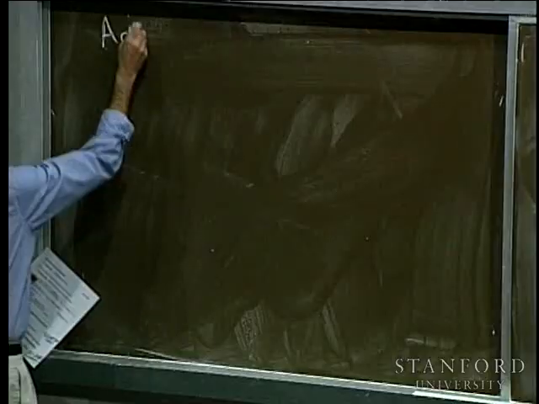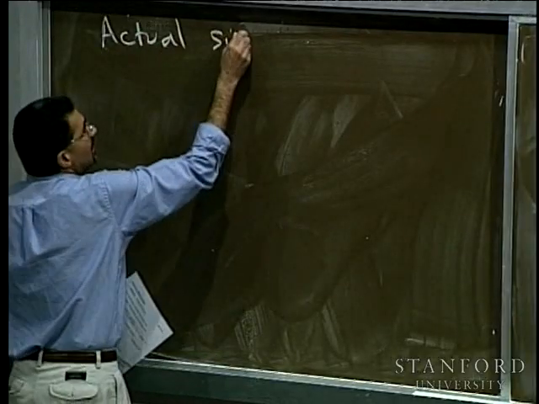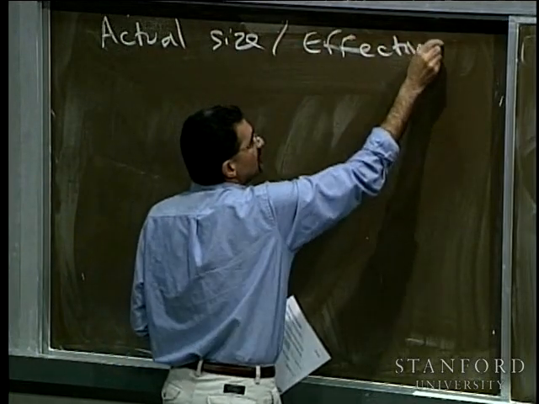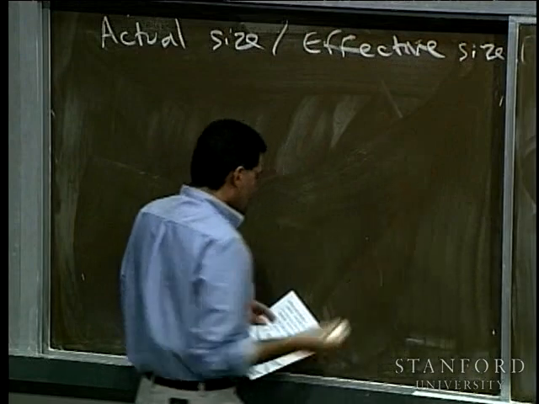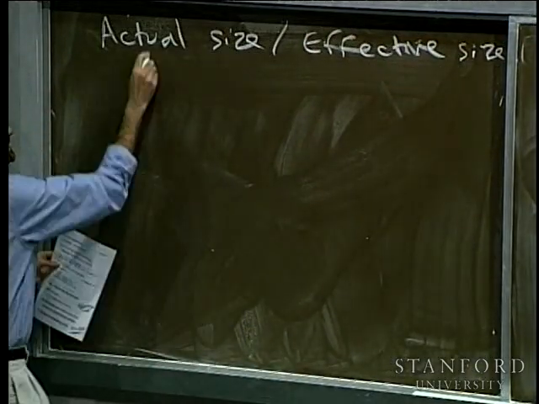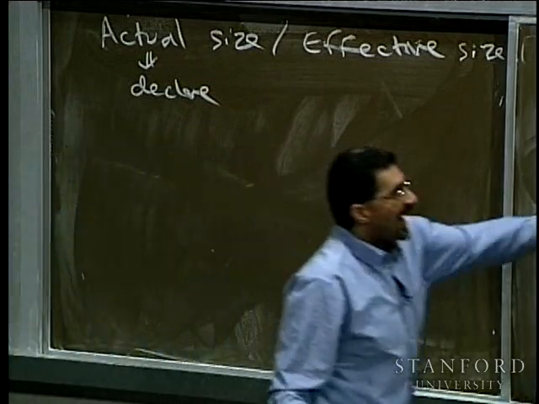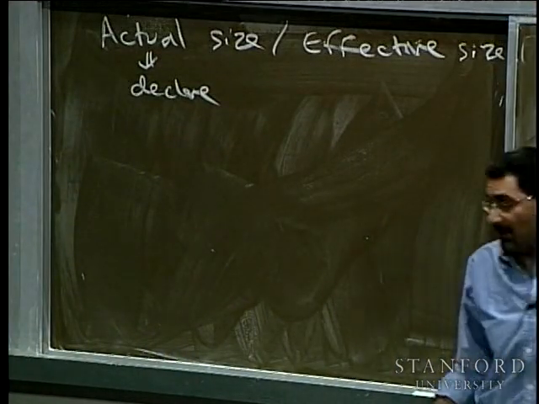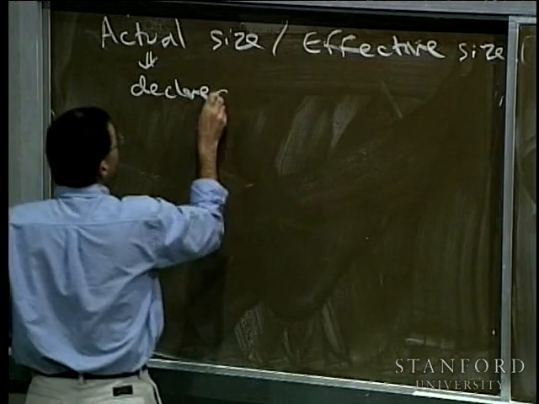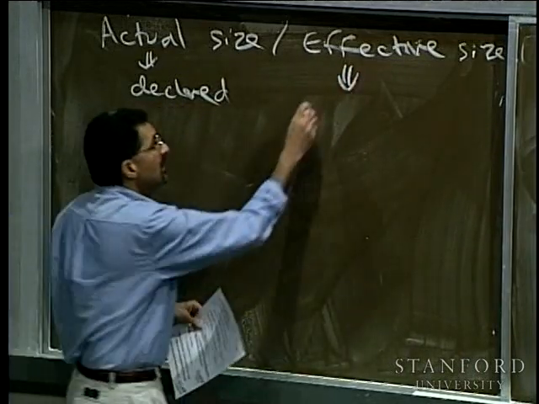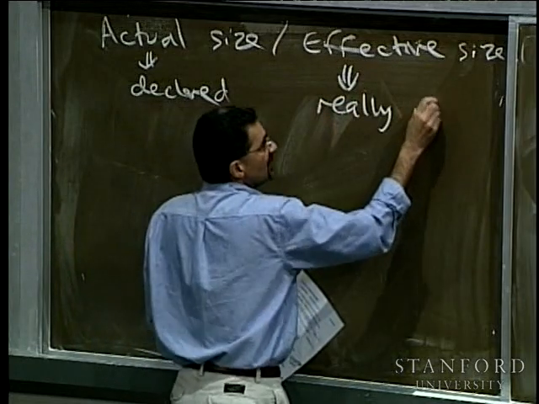There's this notion of the actual size of the array versus what we refer to as the effective size of the array. Okay? The actual size of the array is how big I've declared the array to be. So when I set up my array here, the actual size is 5. Okay? It's how big it's declared. The effective size is how much of it I'm really using in my program. So the idea is how much are you really using?